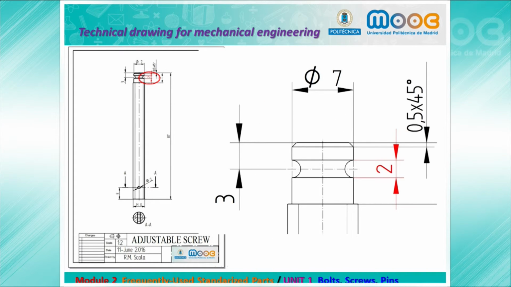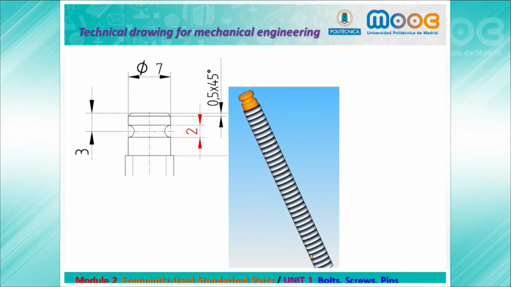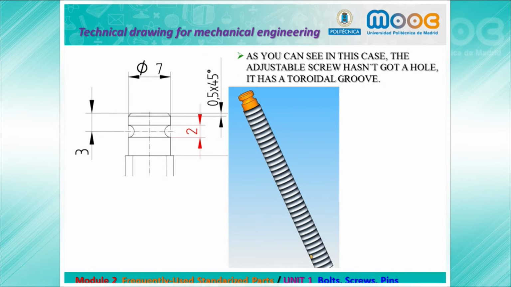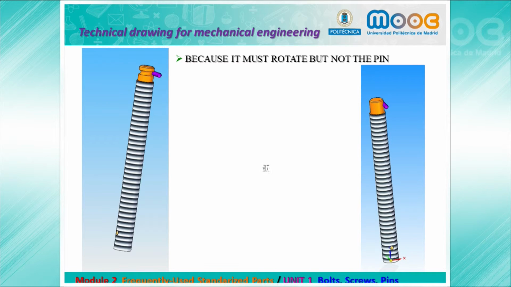See the adjustable screw. This dimension is 2. You can see it in red on your right. But see the difference. In this case, it hasn't got a hole. It has a toroidal groove. Why? This is very important. If we do just a hole, it won't be able to rotate. We need it to rotate without the pin rotating. So we need a toroidal groove.